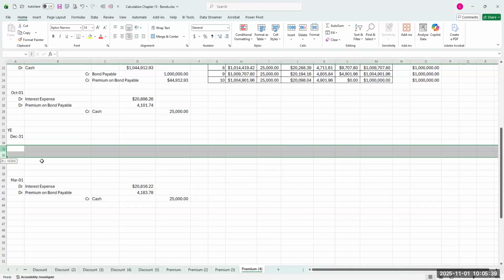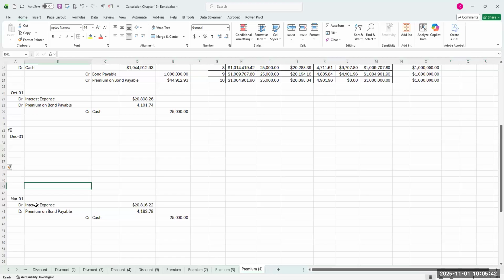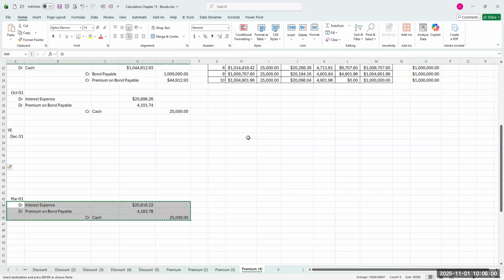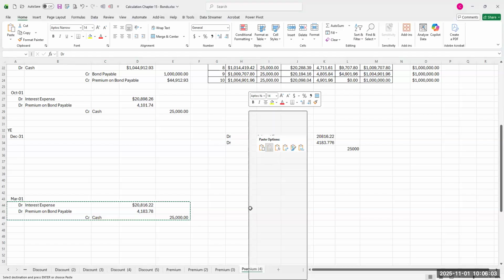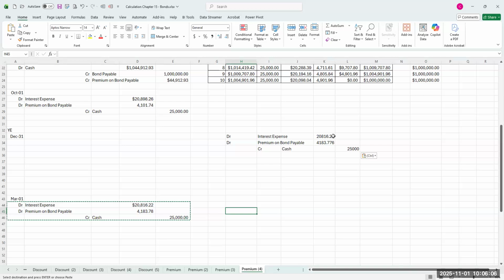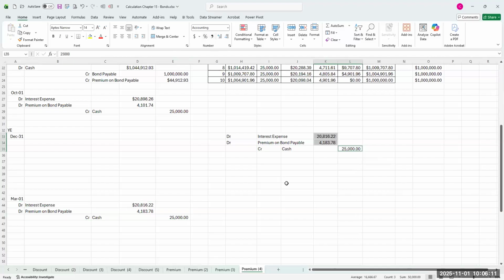Now, this is my entry that I have to make on March 31st if I don't have the year end. But now I cannot make it. Why? Because I have to split this entry into two pieces. So I'm gonna copy this and I'm gonna flip it here. This is what they have to split. Interest expense for that much, premium for that much, and cash for that much. Now I know the cash I have to pay on March 1st. There's no way I pay cash on December 31st.